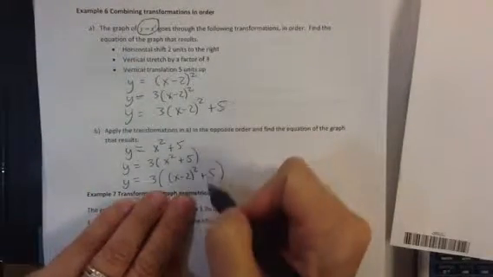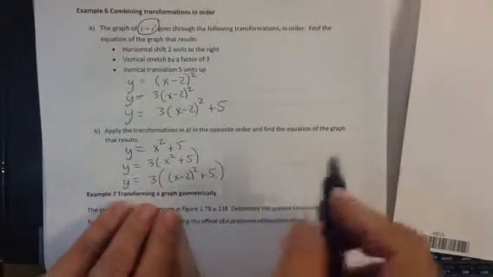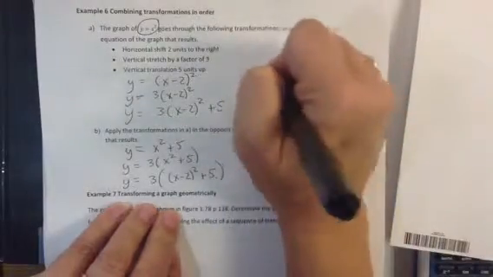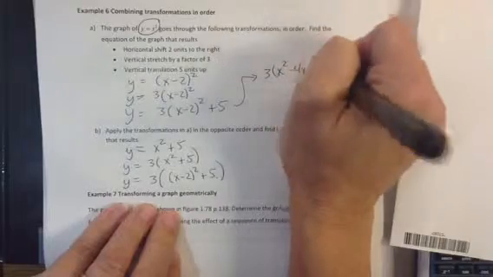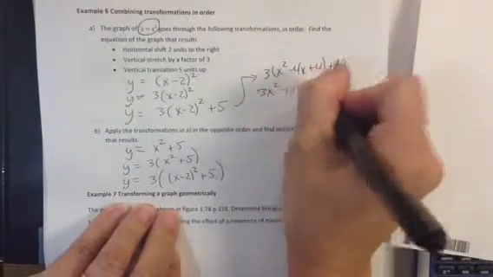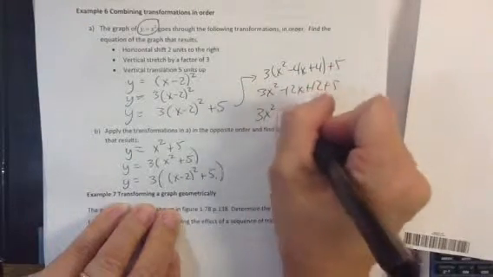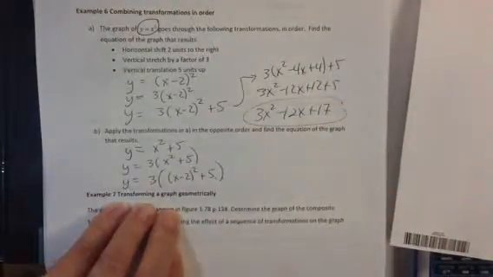Now these do not look anything alike. Notice this is 3 times 15. Now if you want to, you could expand these all out, and you would get 3 times x squared minus 4x plus 4 plus 5, and distribute, and you end up with 3x squared minus 12x plus 17. So that's what this ends up being.